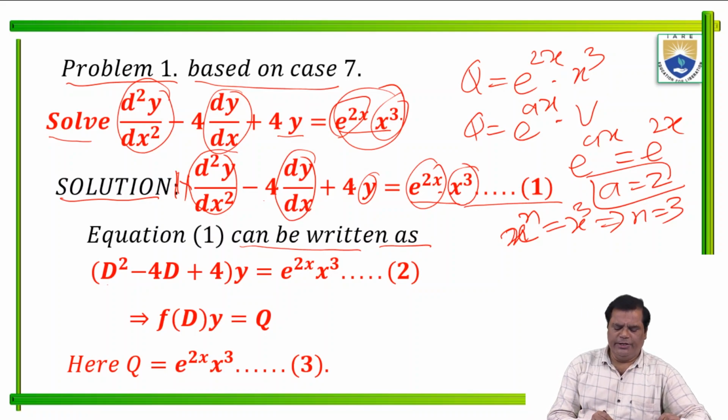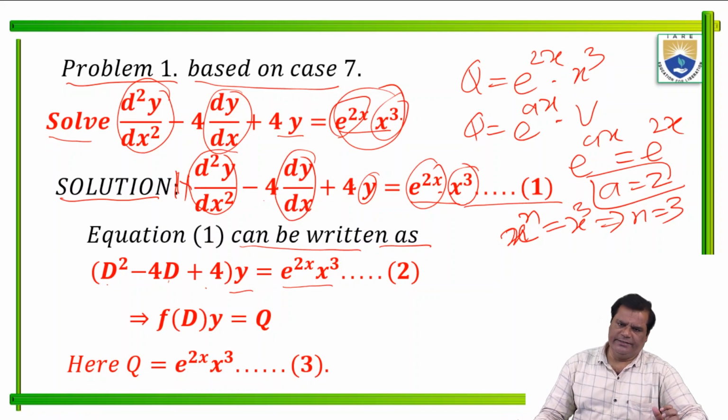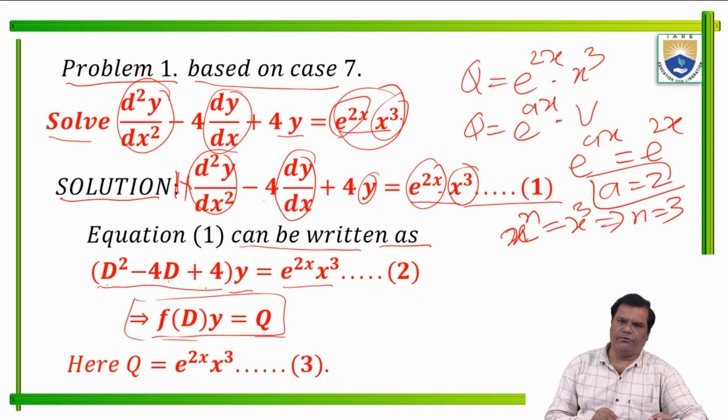So here (D² − 4D + 4)y is equal to this. How can we write this equation? We convert this equation into this form, which we have already discussed in detail. So here our equation is in this form, which is a very important form.